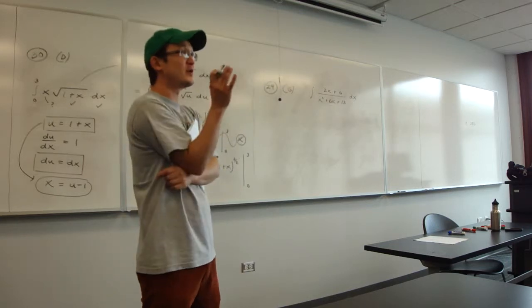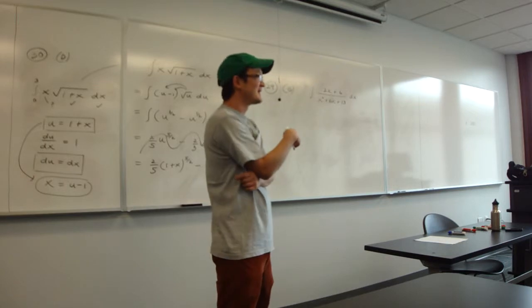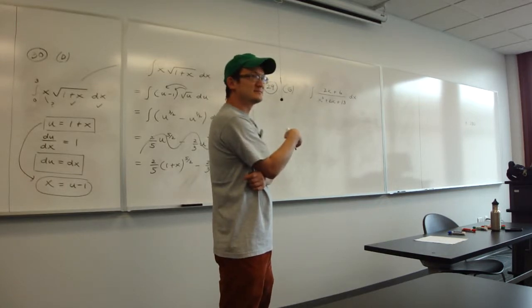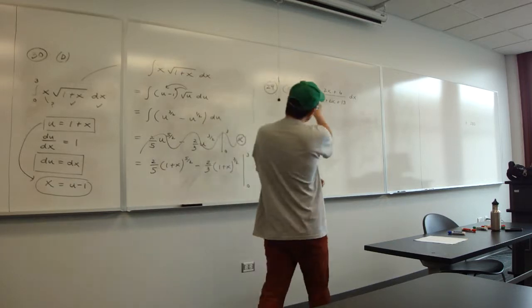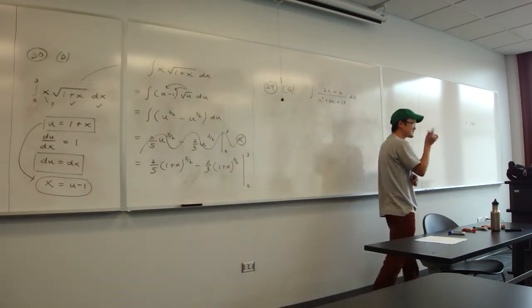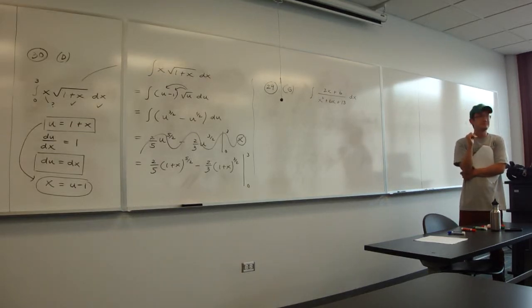You should be at the point where you could do the one without the 6, the natural one. So this one is the natural log of the bottom. Yeah, right? Because u here on the bottom is x squared plus 6x plus 13. The derivative of this is 2x plus 6. It's a perfect fit: natural log of the bottom function.